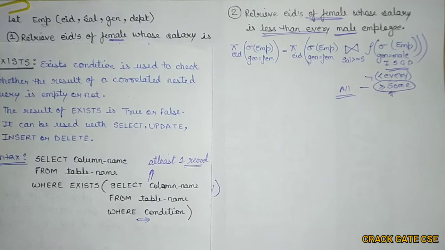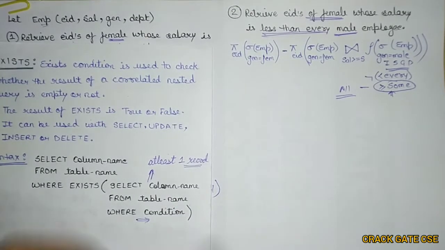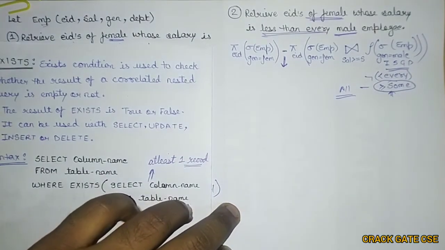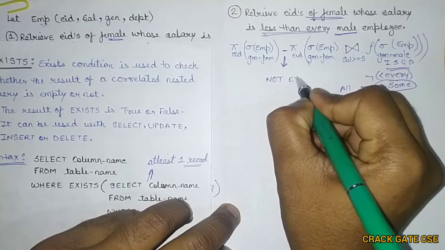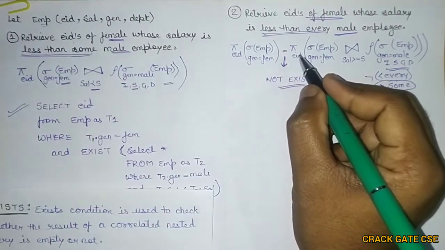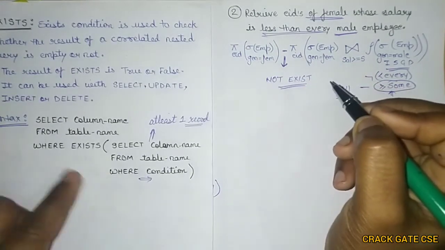Now the question is how you can formulate this particular query. So see, first of all you have to check if there is a subtraction symbol. If there is a subtract, then we have to use not exists. If there is no subtract, that means we use exists. Okay, now go with this syntax.